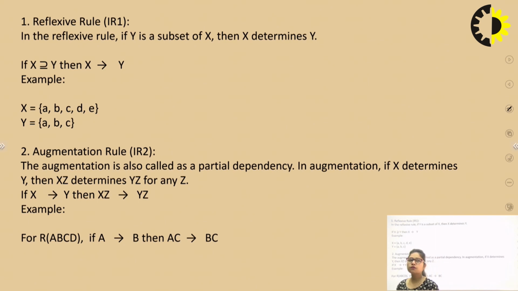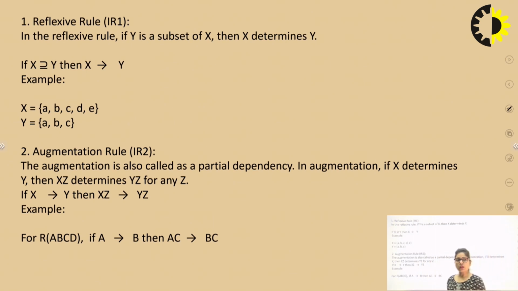In a reflexive inference rule, if Y is a subset of X, then X determines Y. For example, I have value X as a functional dependency, and we have these elements A, B, C, D. Then X determines A, B, C. This is called reflexive functional dependency.